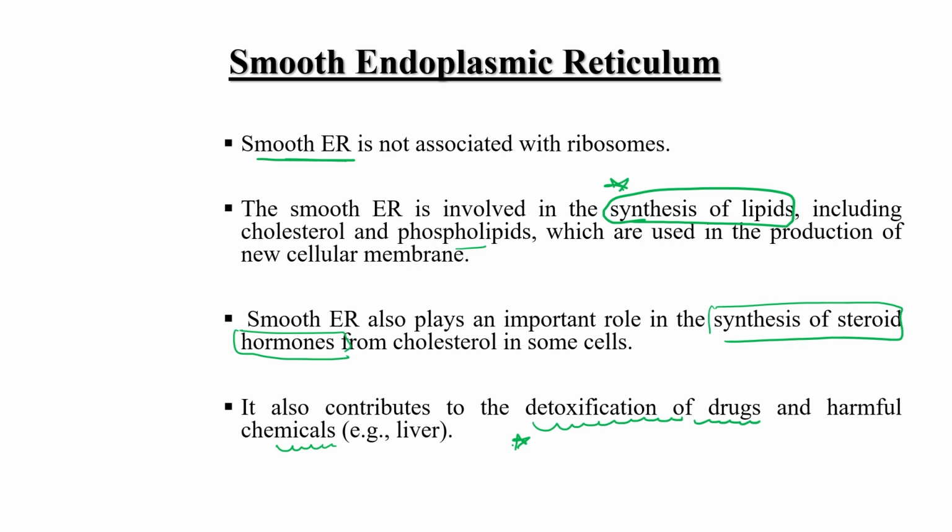So rough endoplasmic reticulum is only involved in protein synthesis, while smooth is involved in the synthesis of lipid, steroid hormones, as well as detoxification of drugs and chemicals. Okay, clear? Let's move on.